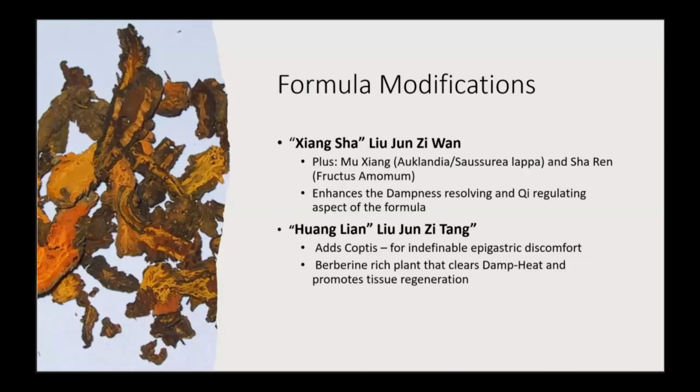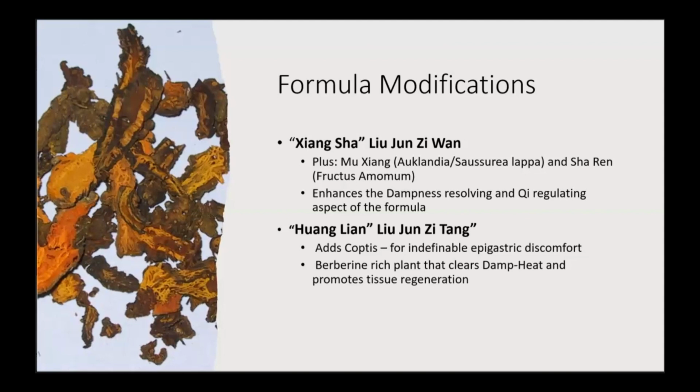And then another variation is called Huanglian Liu Junzi Tang, which is coptis. That's Huanglian. So it adds coptis, which is a berberine-rich plant. It's good for indefinable epigastric discomfort. Oh God, I just can't get rid of this feeling of pressure up here. It's really good for that. And it clears damp heat. We're going to talk about damp heat a little bit because that's another variation on this whole thing. And it promotes tissue regeneration. So it's really good for ulcers and H. pylori infection, but berberine is really helpful.